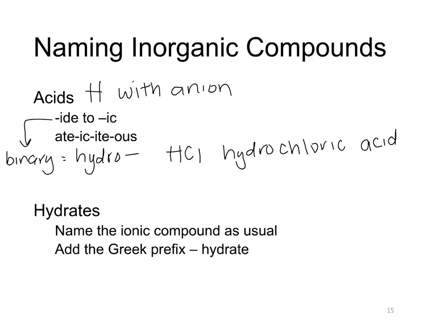Things get more complicated if we're dealing with an acid that contains a polyatomic ion, and that's where this second rule comes in. If a polyatomic ion ends in -ate, it will become -ic for the acid name. If it ends in -ite, it will become -ous for the acid name. In this case, it's not going to have a prefix. So if there's a polyatomic ion, a PAI, there is no prefix. You just go right into the name.